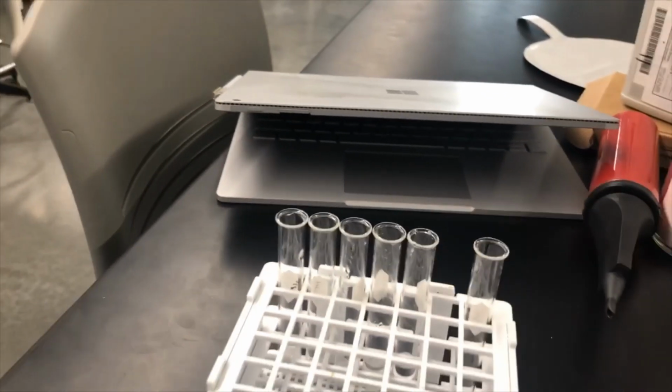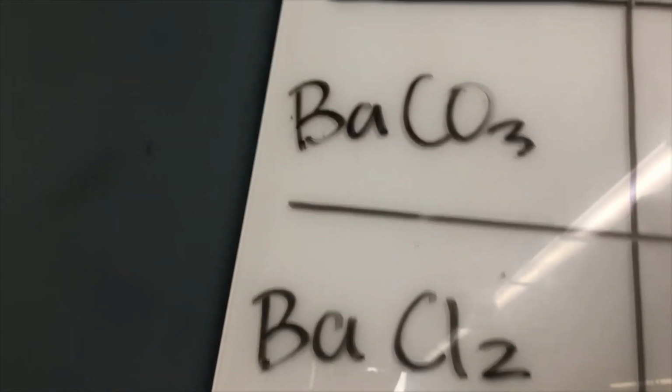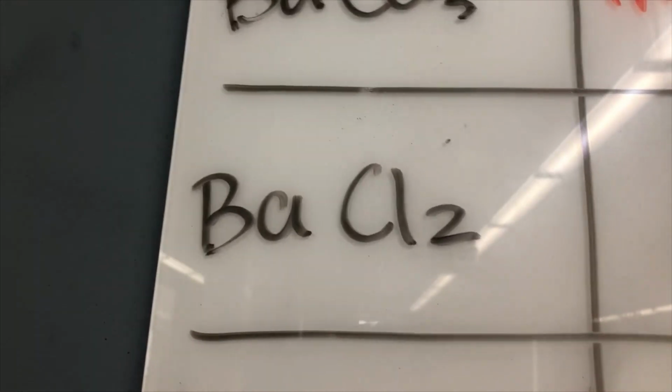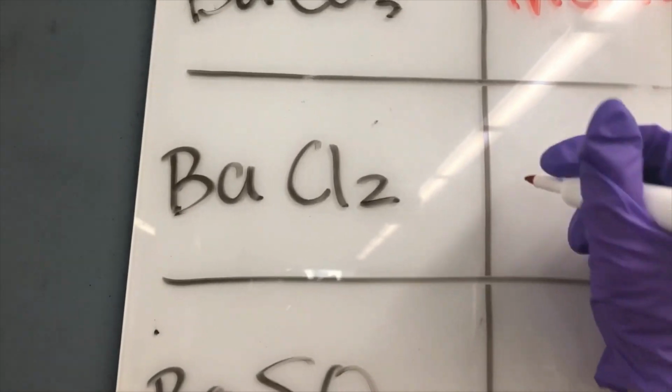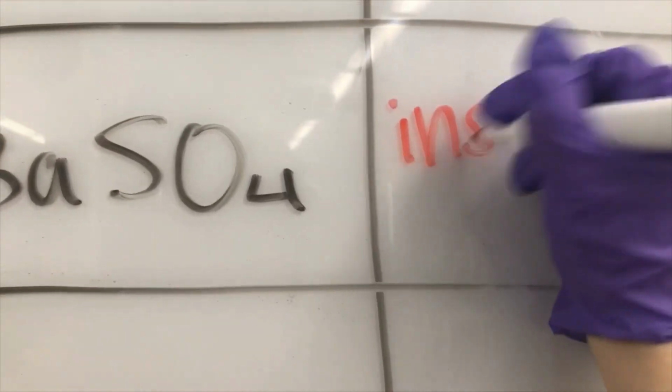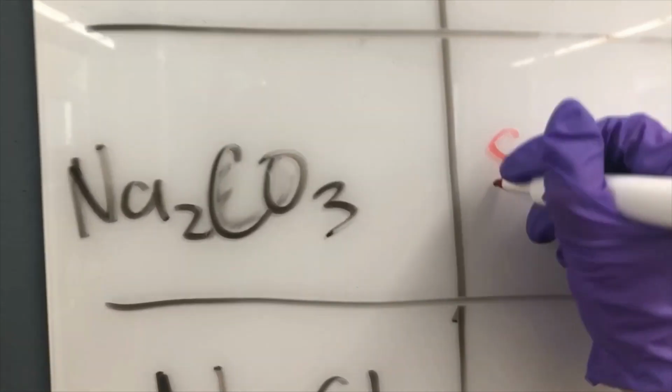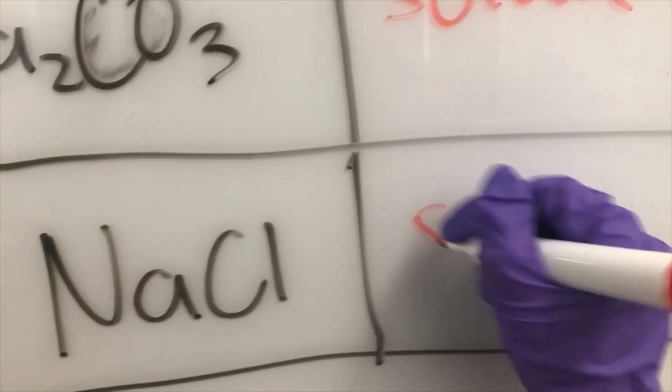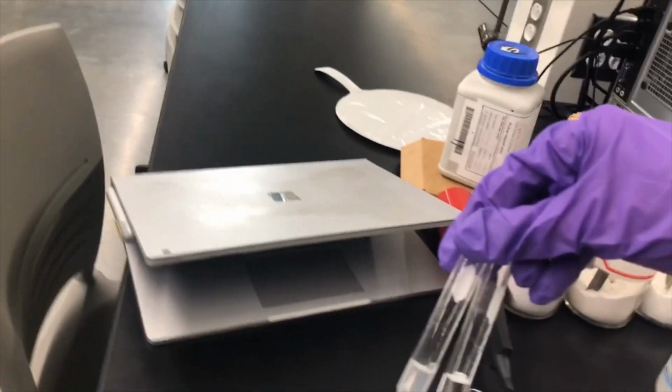So I'm going to then plug in that data. Barium carbonate, we found to be insoluble. Then barium chloride, soluble. Barium sulfate was insoluble. And then these last 2 were soluble. Okay, so definitely the longer it sits, the more it dissolves. Those guys are definitely soluble.